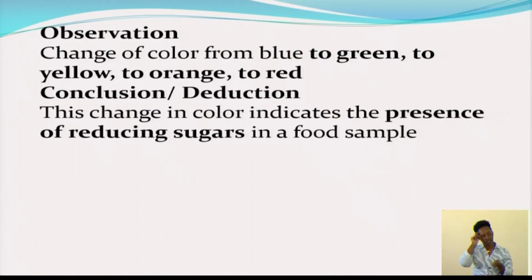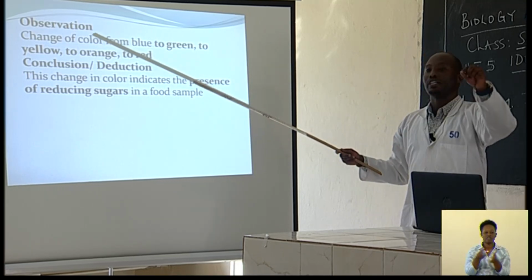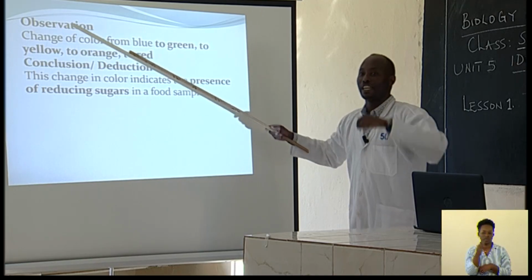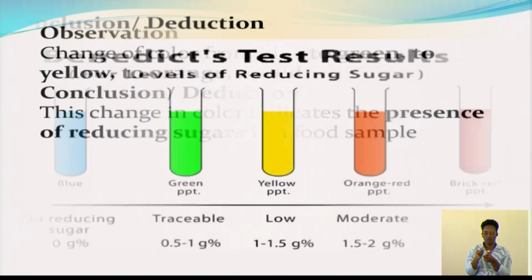Change of the color from blue to green, to yellow, to orange. I told you the changing of the color depends on the concentration of the glucose present. We are going to make a conclusion and a deduction. This change in color indicates the presence of reducing sugars. We have seen the orange color, which indicates the presence of reducing sugars.